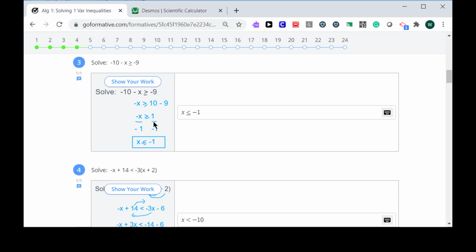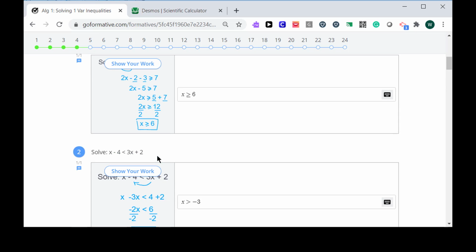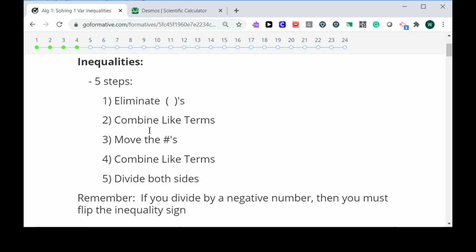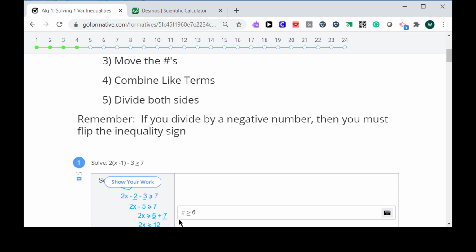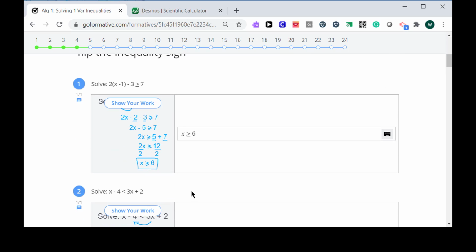So there we go. Here are 4 examples of solving inequalities and how we use the 5 steps and also the special rule that if you divide by a negative number on the bottom, and only when you divide by a negative number, then you must flip the inequality sign. So in these examples, there were a few problems that did flip and some problems that did not flip. So please be very, very careful.